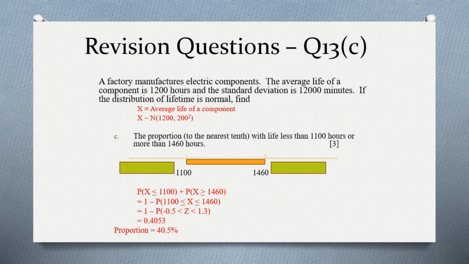1,200, same question. Proportion 1,100. Less than 1,100, I want this part. Okay? More than 1,460, I want this part. So I want these two parts, the green parts. Do you see that? Can you see it here?